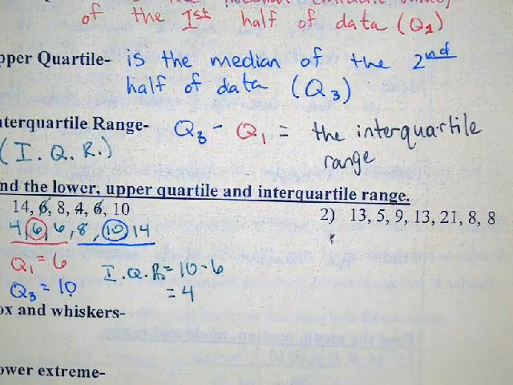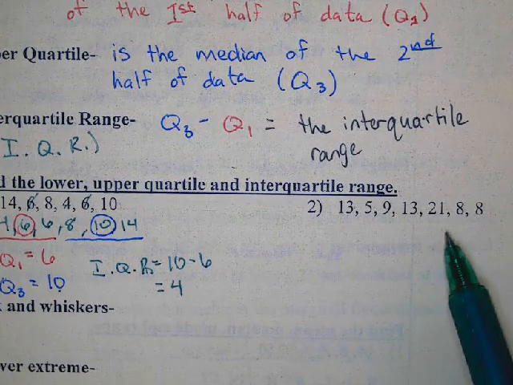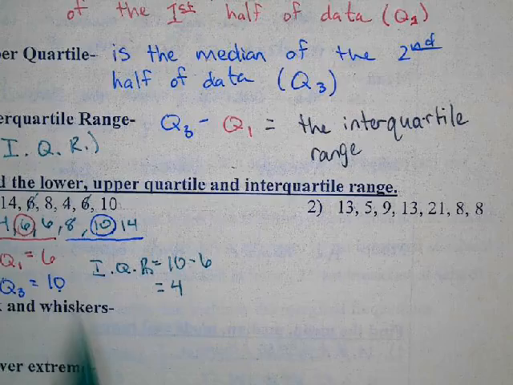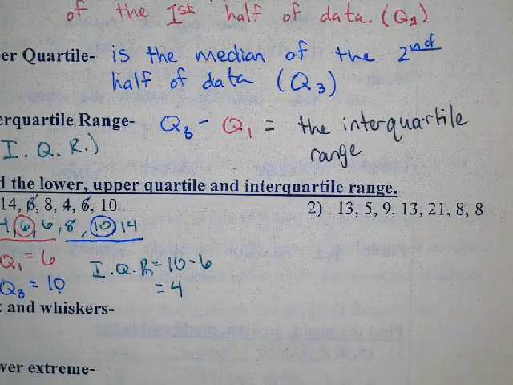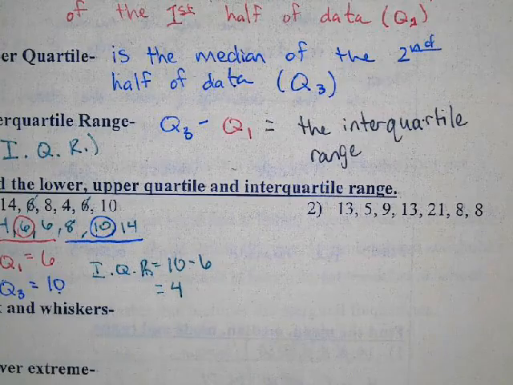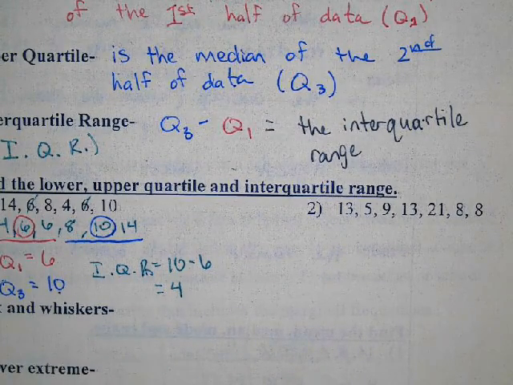Okay, so now let's look at this next one, number 2. Go ahead and see if you can do number 2 on your own. Remember, list the data in order first, and then find all 3 of these: quartile 1, quartile 3, and IQR. Then we'll compare results. So pause right here, and then we will compare results.